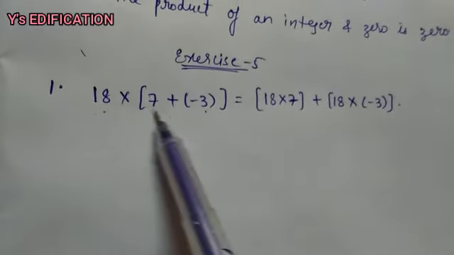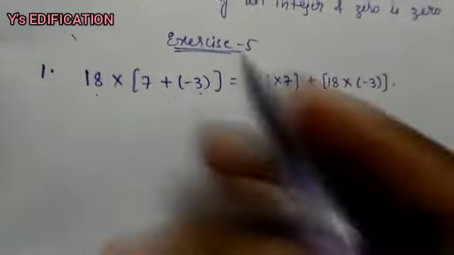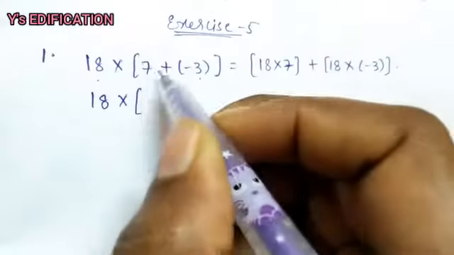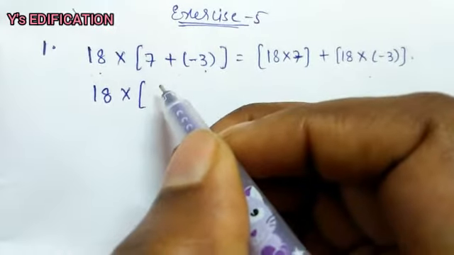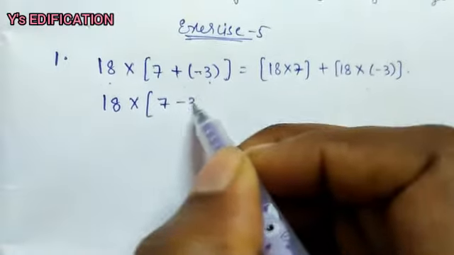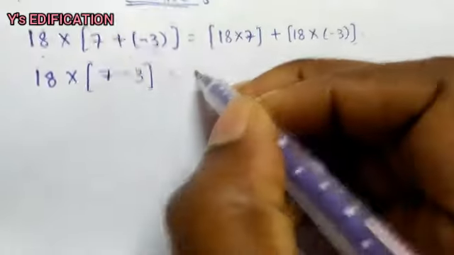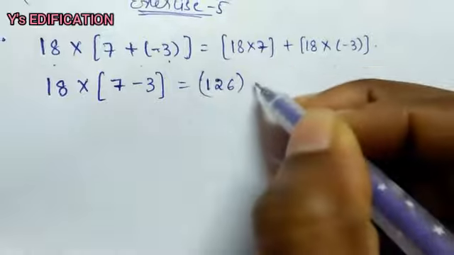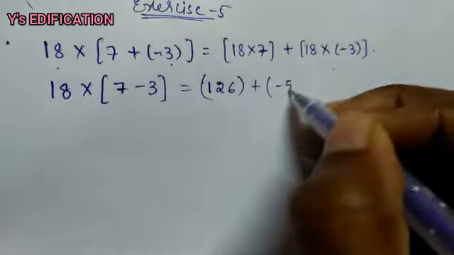So first we have to try to solve these LHS and RHS. The both results must be equal. Okay, let us do it together. 18 into 7 plus of minus 3. You also come and do along with me. So that will be easier when simplification. So plus into minus is minus. So 18 into 7 minus 3 is equal to, what is 18 into 7? 126. Plus 18 into 3 is 54. Here we have minus. So answer will be minus 54.